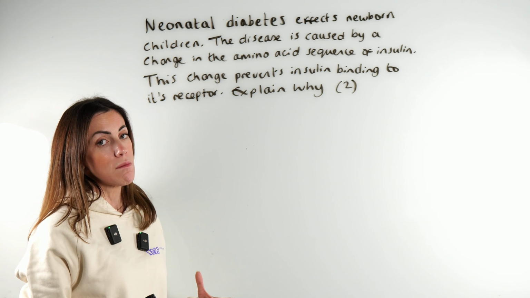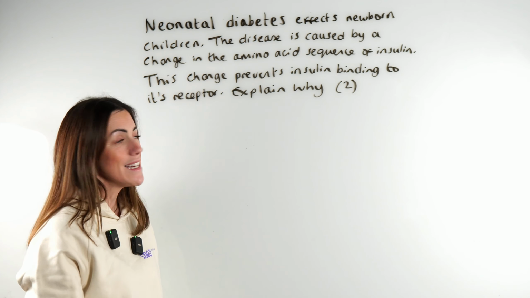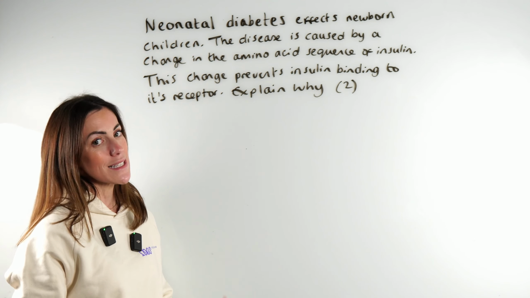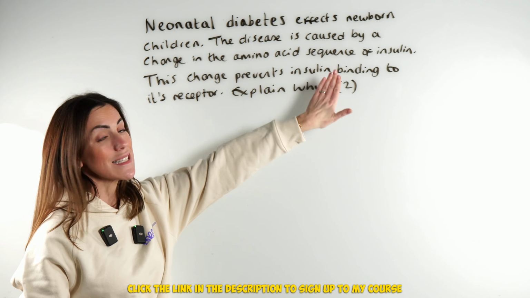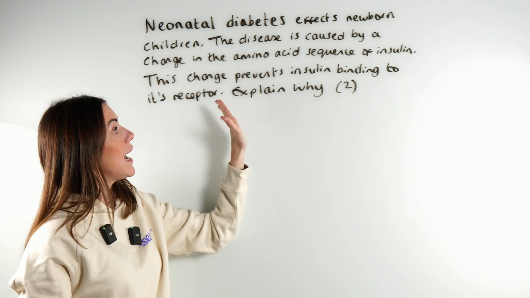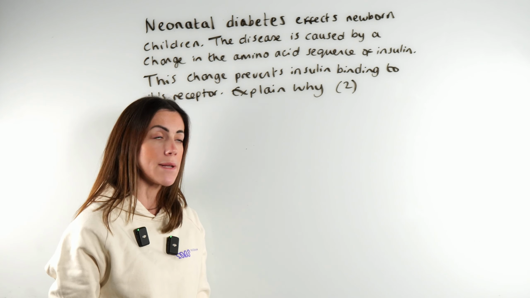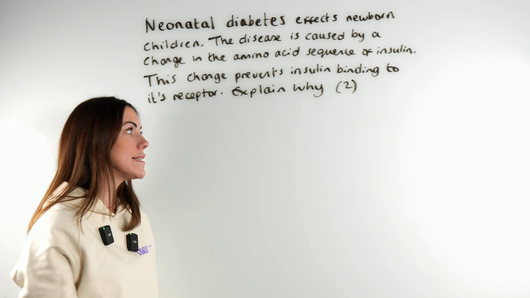These kind of questions come up a lot in biology because they're getting you to think about protein and protein structure. So first thing to note, they've told us that the amino acid sequence of insulin has changed. Remember, that's the primary structure of the protein. So the primary structure has changed. What is that going to lead to?